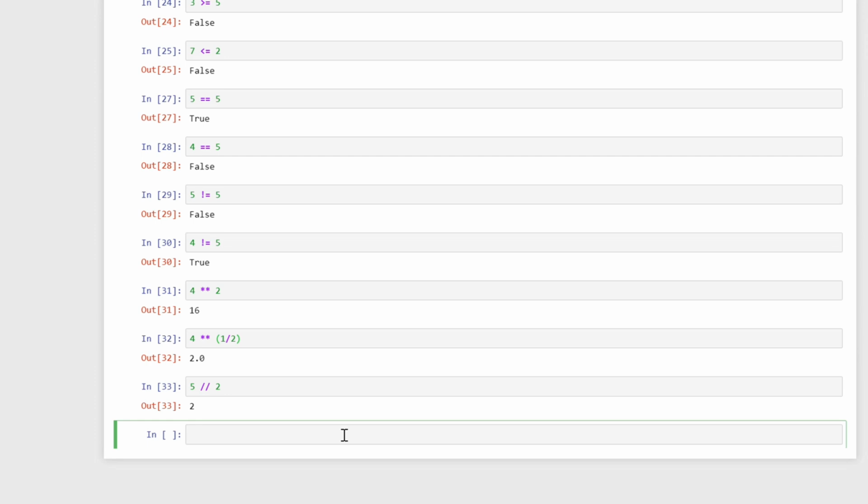So in this case, I take 5 divided by 2. 5 divided by 2 is 2.5, right? Most of us are probably familiar with that. Floor division will just get rid of the decimal point, so it will just say 2. 2 is the largest integer less than 2.5, right? So that's what floor division does. It gets rid of the remainder.